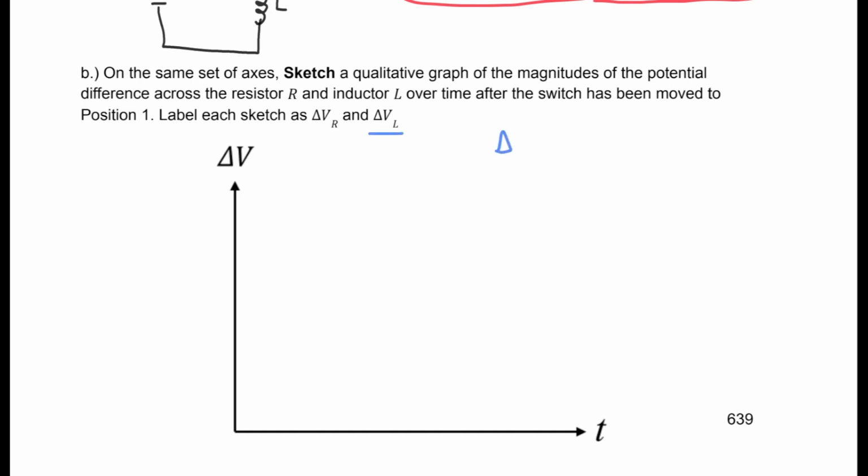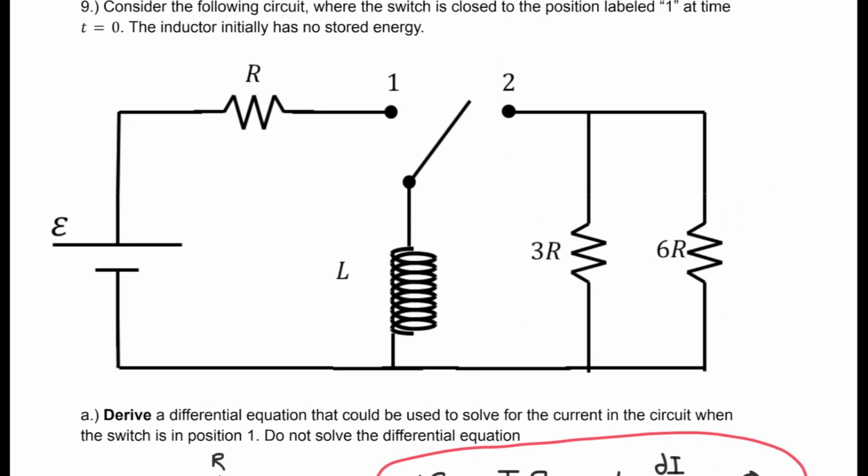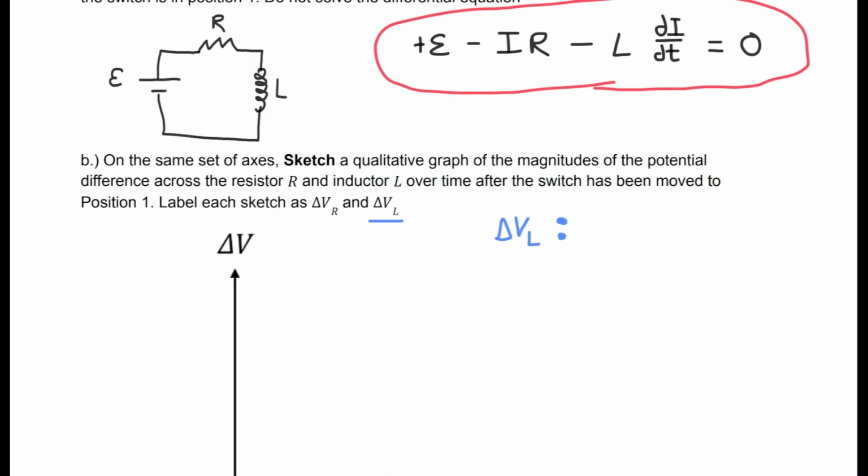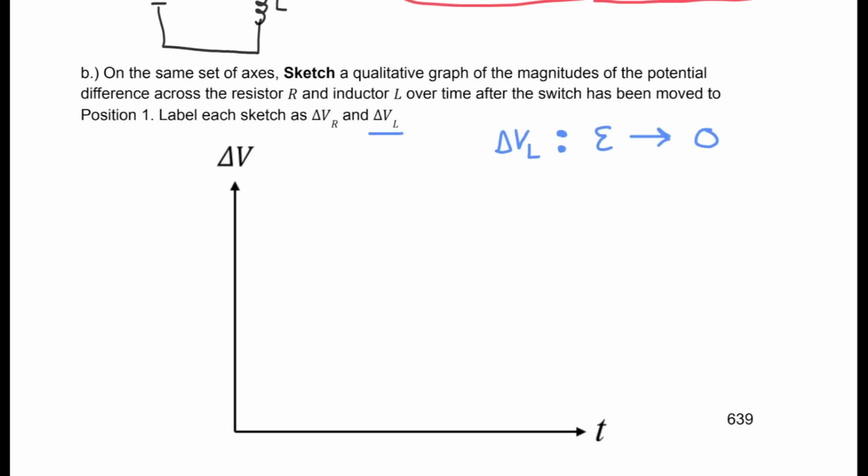So we know that delta V across the inductor, well, originally, the inductor is very displeased that the current is changing through it when we flip the switch. So it's going to act like a gap in the wire, holding all of the battery EMF. But then over time, the inductor is going to reduce the rate of current change and eventually be happy in its steady state and then have zero EMF across it. So we know that delta V across the inductor is going to start with the battery EMF and it's going to end approaching zero.